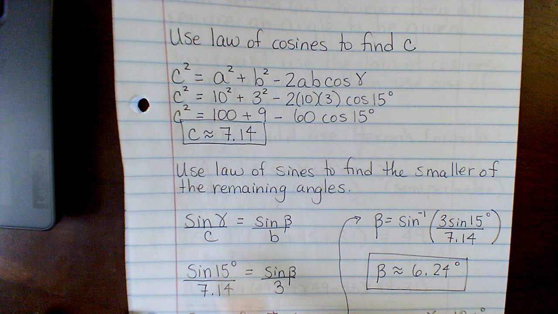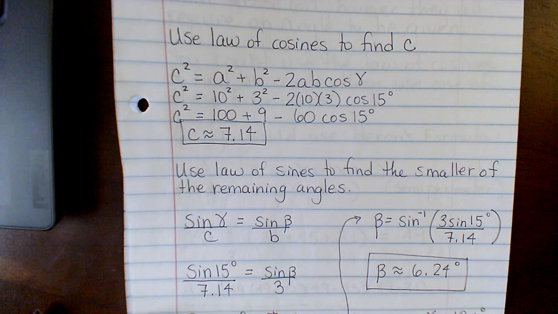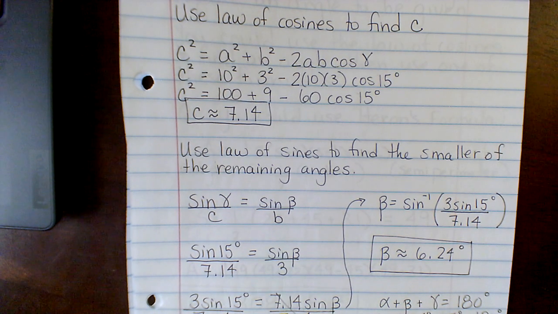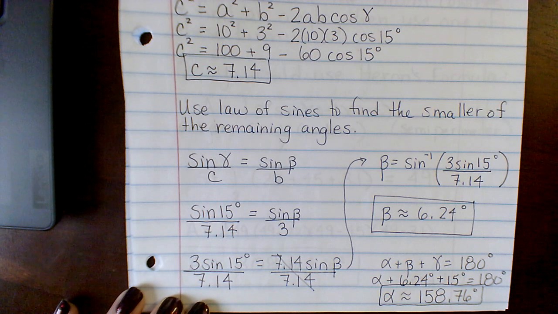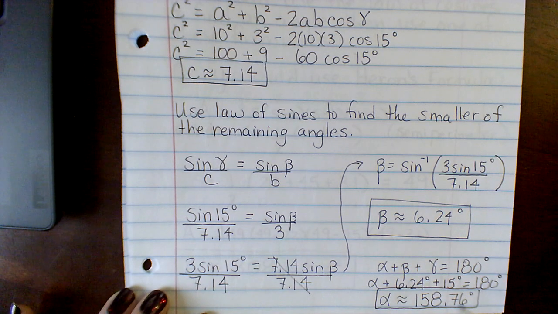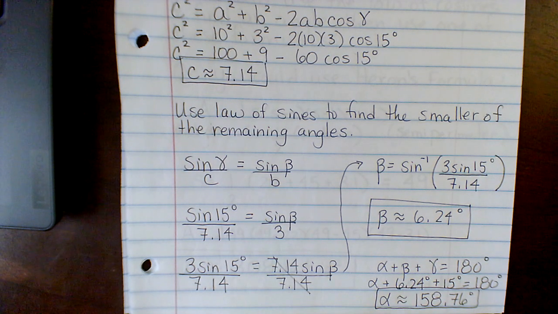So I'm going to use this version of the law of sines. So I'm going to plug in for gamma, the C value I just found. B is 3. Then we're going to cross multiply. Should be pretty familiar with how this is going to shake out. Divide both sides by 7.14 and take the inverse sine of that. I got about 6.24 degrees, a little teeny tiny baby angle.